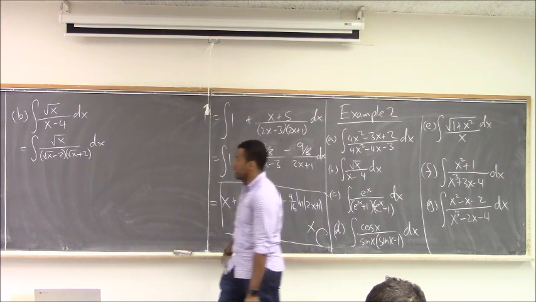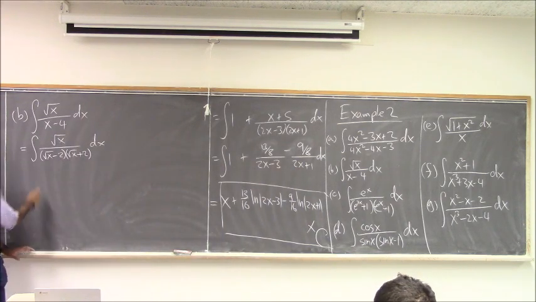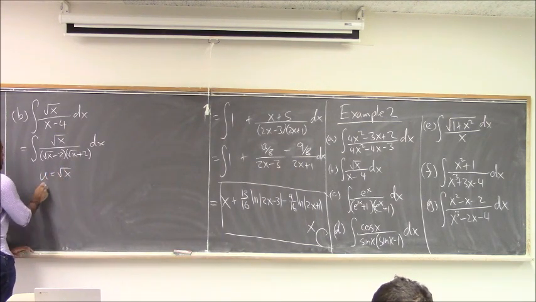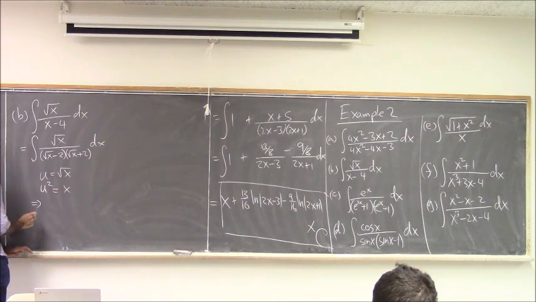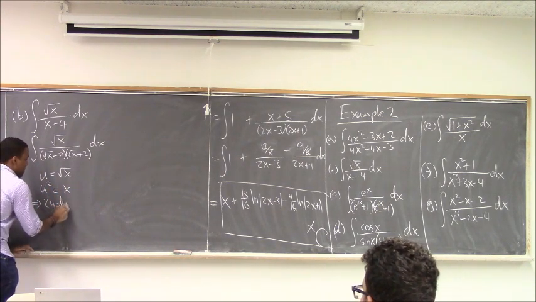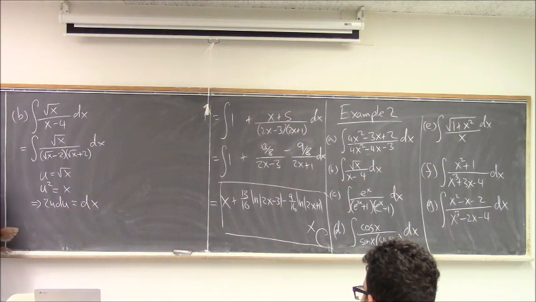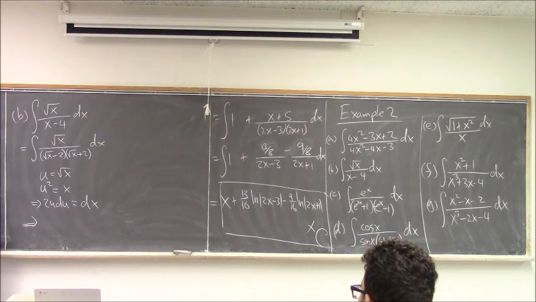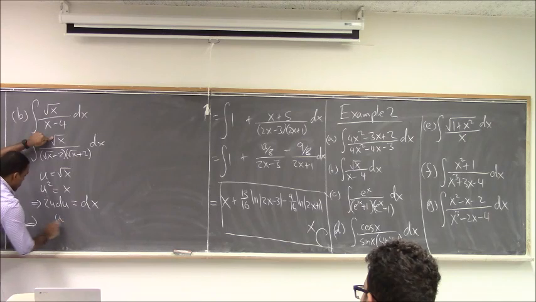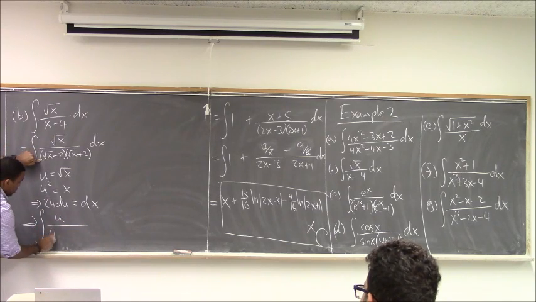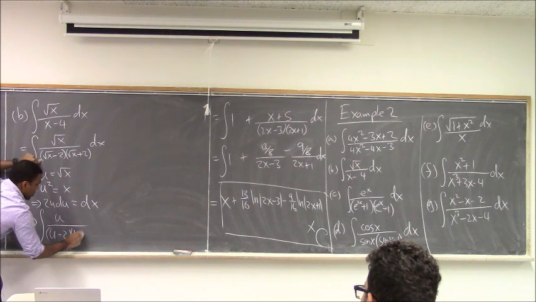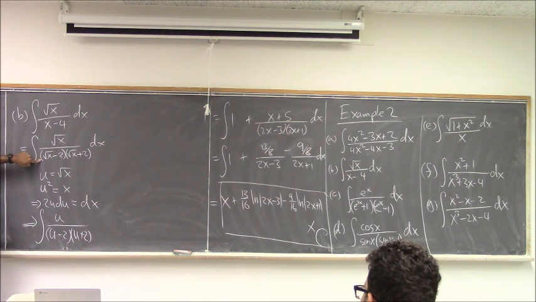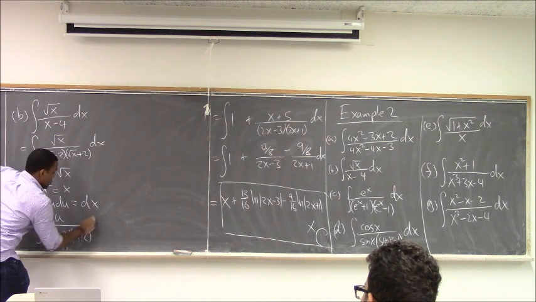Okay, what would you do? Just set u equal to square root of x. Square root of x into dx, then that's going to become what? So your u is equal to square root of x, so this square root of x on top is a u. On the bottom, that's u minus 2 times u plus 2. And then the dx becomes 2u du.